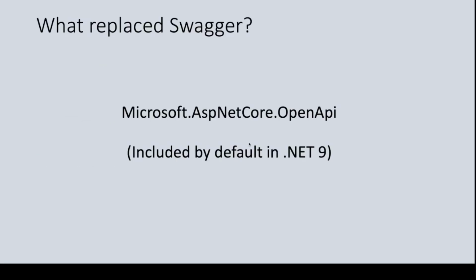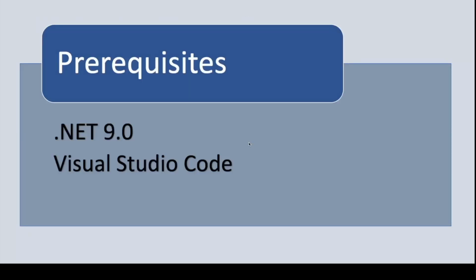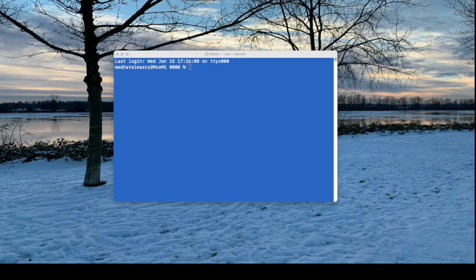What replaced Swagger? There's a new package, Microsoft.AspNetCore.OpenApi, that is included by default in .NET 9. In order to follow along with today's video, you need to have .NET 9.0 and Visual Studio Code installed on your computer. Let's get started. The first thing we'll do is create a simple web API solution in our working directory.